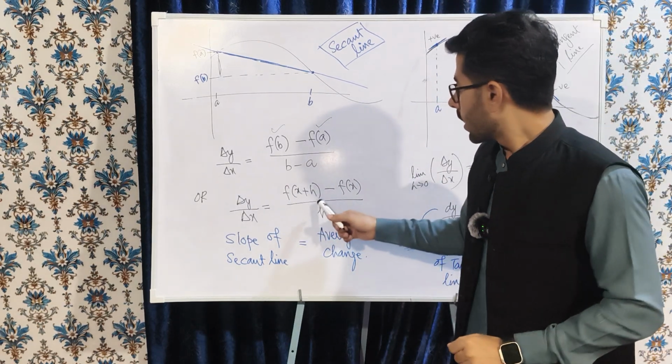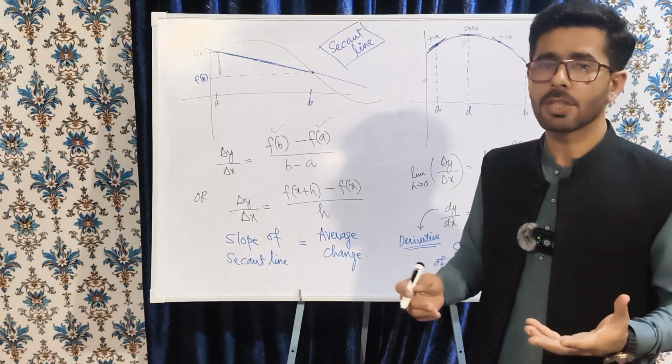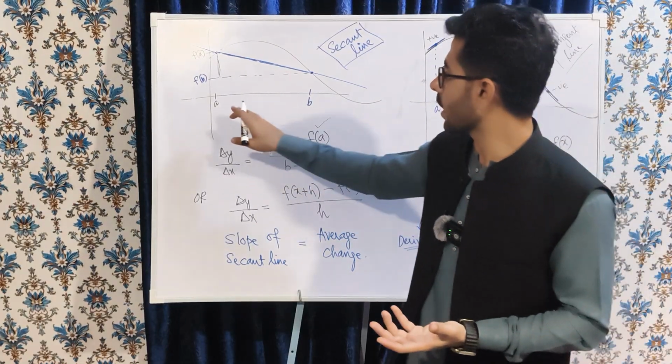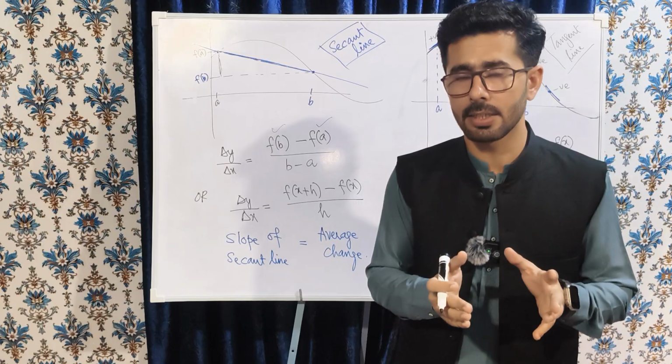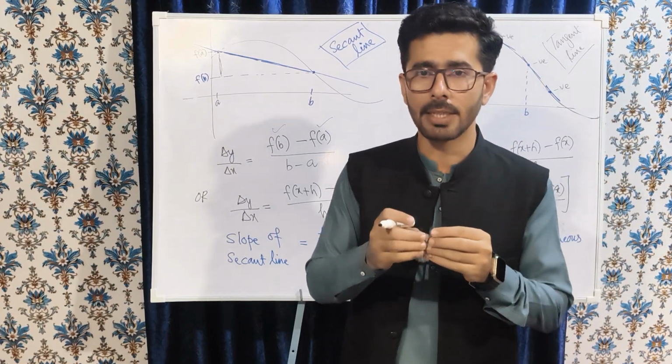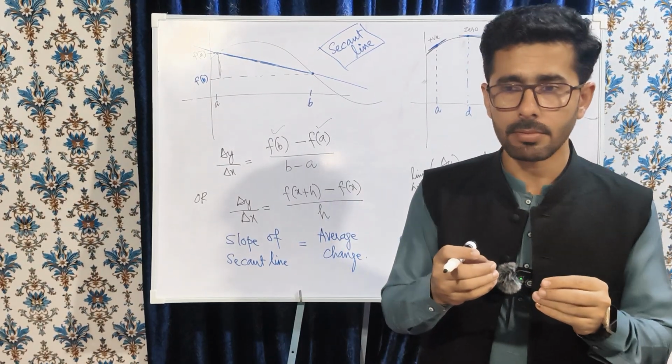Now, this is giving me the average change. It's telling me that from a to b how the function has on average declined. It's not giving me information at every moment.